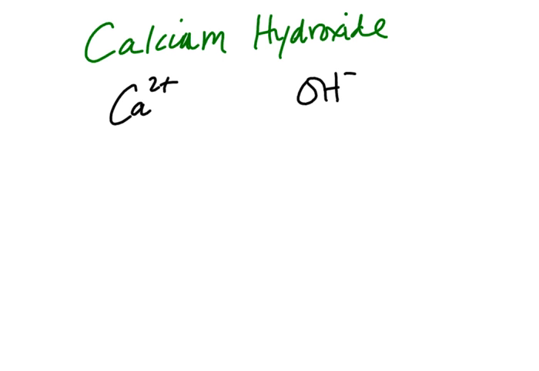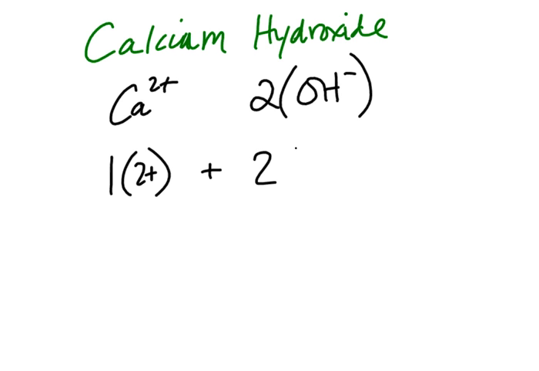Now, here's the thing. Normally, if I have a negatively charged ion with a -1, and my cation is a +2, I would need to have two of these whole things in order to make it neutral, right? Because I have 1, 2 plus, plus 2, 1 minus, to equal 0. I need that to happen because my final compound needs to be neutral.